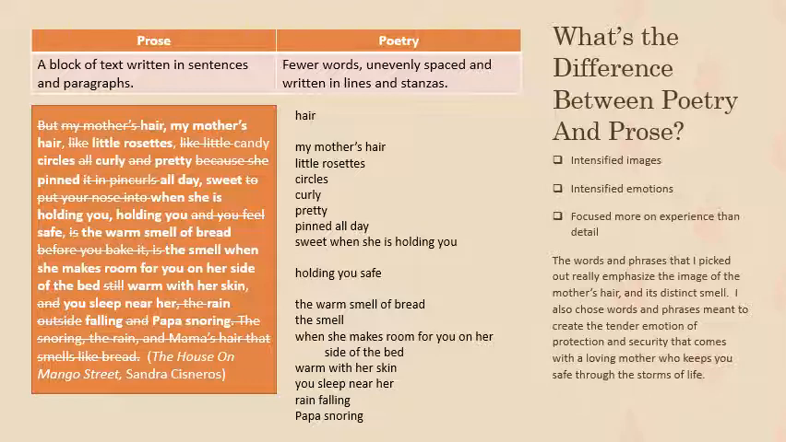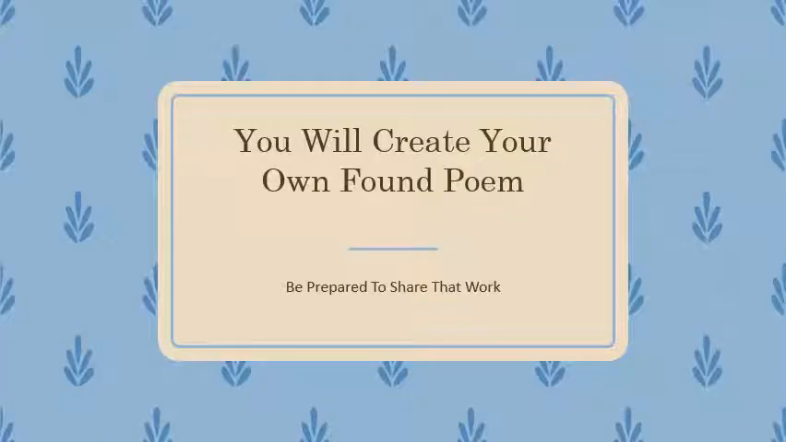You are going to be doing this with a different piece of prose. You will find that you've been provided with a piece of prose from which you will need to create your own found poem like I did on the previous slide. It's called found poetry because you're finding the poem within the prose. You're really going in and looking for those key phrases and words, and then organizing them as your poem that does what I was just talking about. So you'll do that, and then I would like you to be prepared to share that work with the class.